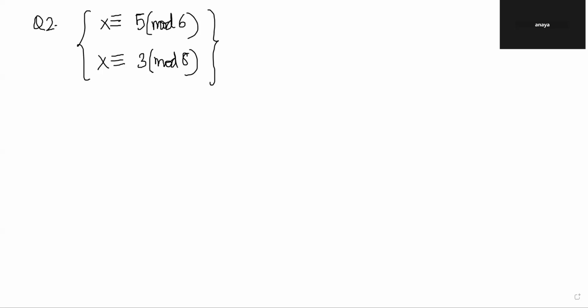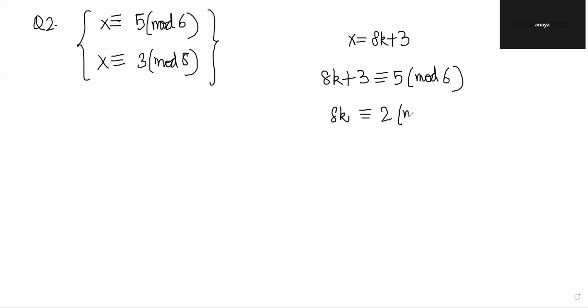The problem is that 6 and 8 have a common divisor of 2, right? So if you get x is equal to 8k plus 3, and you put it in the second one, so x is equal to 8k plus 3, we are getting 8k plus 3 is congruent to 5 mod 6. And we are getting 8k is congruent to 2 mod 6, right?